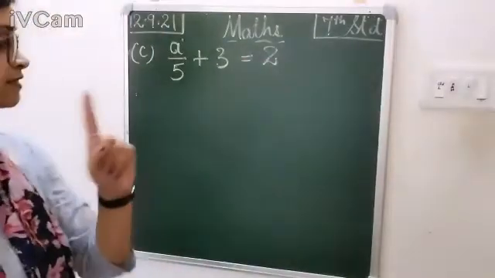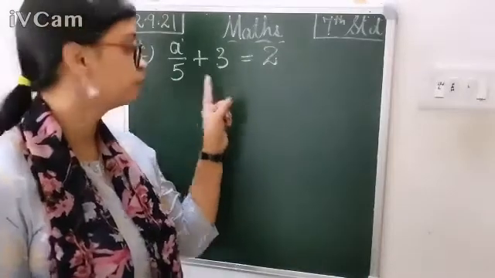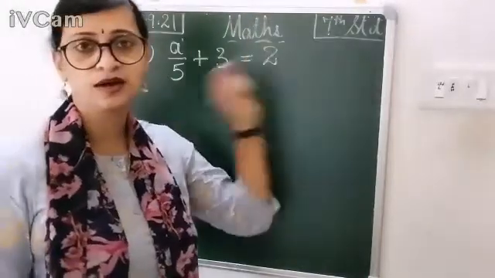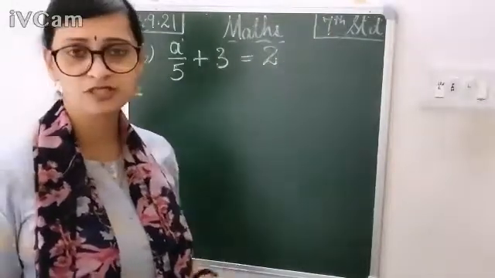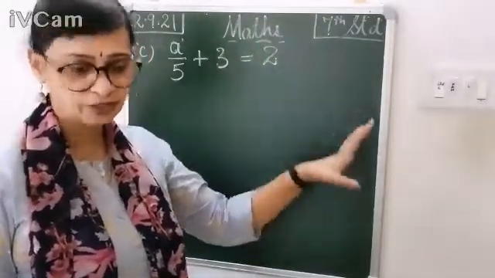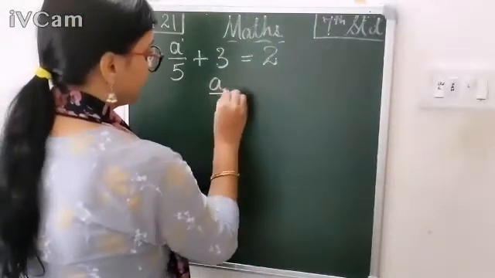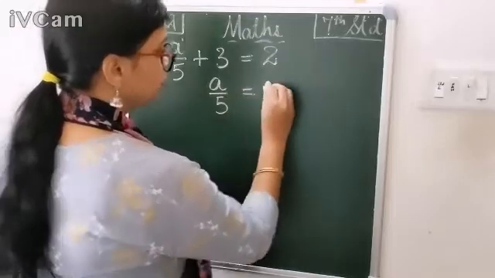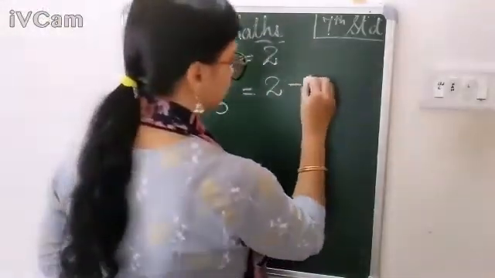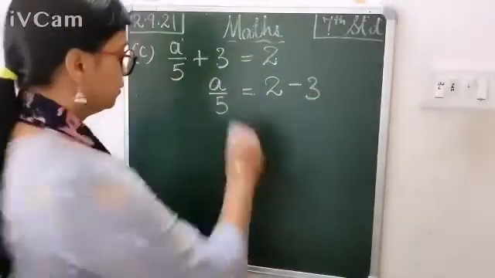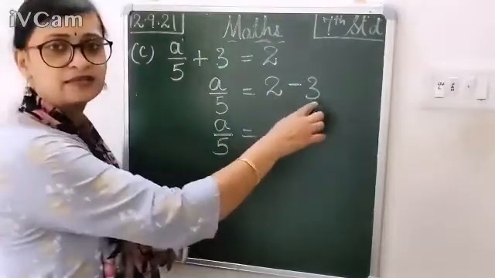Okay, so your first step, you need to transpose the whole number here. You need to transpose plus 3 to RHS. So when you shift the number from LHS to RHS, do not forget your signs. You need to change the sign. Okay, so this becomes a by 5 is equal to 2 plus 3. When it comes to right hand side, it becomes minus 3. Okay, now again, a by 5 is equal to 2 minus 3.